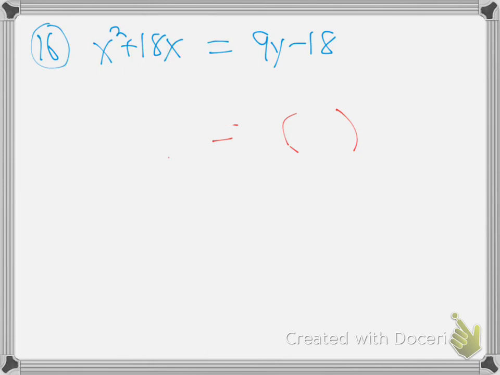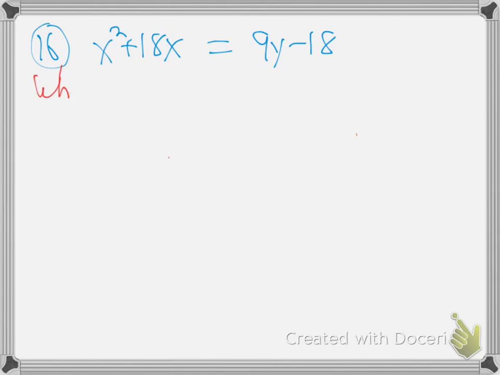Divide 18 by 2 and square. Do you know what that's called? In English, it's called completing the square. Abdul is exactly right. Do you remember completing the square?